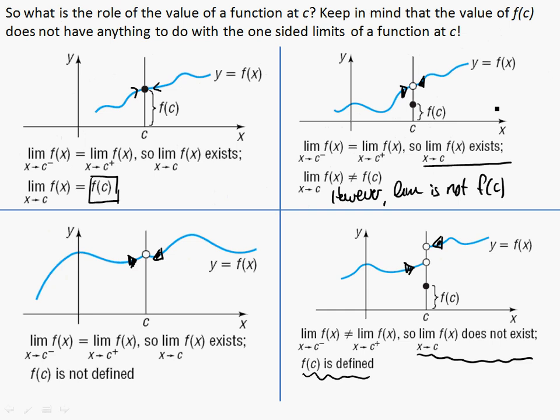So out of these pictures, which one of these shows a continuous function? The first one's continuous because it meets all three of the parts, right? Why is this one not continuous? Right, f(c), even though it's defined, it's not equal to the left and the right limit. Okay, so not continuous.